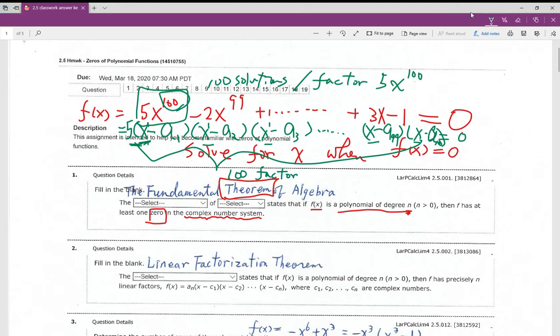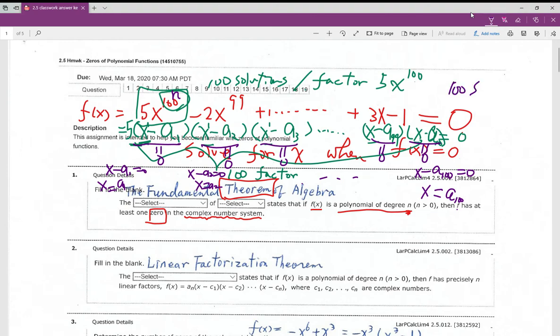And then each factor, you make it equal to 0. That's how you solve for the zeros. So x minus a1 equal to 0, you have x equals a1. Second one, x minus a2 equal to 0, you have x equals a2. And keep going on. x minus a100 equals 0, x equals a100. So in total, you are able to find 100 solutions. So keep in mind, if the highest degree n equals 100, then you're supposed to find how many solutions? 100 solutions. So this is very important.